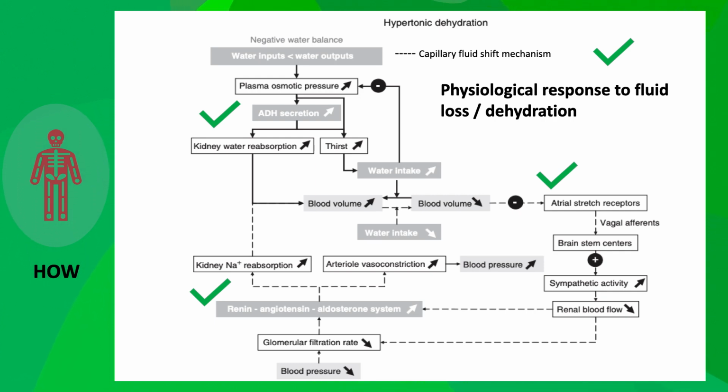And in situations where fluid loss is very rapid, these mechanisms will fail to restore the normal homeostasis of our body, or in other words, the compensatory mechanisms won't suffice to maintain a normal physiological state when there is a rapid fluid loss. So let us see what happens in rapid fluid loss.